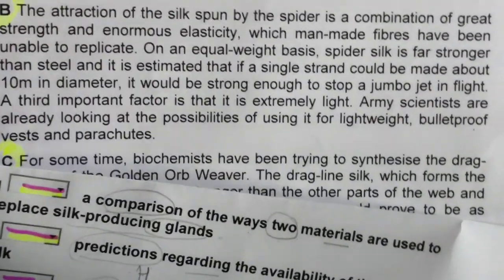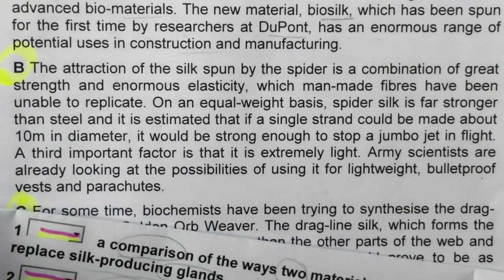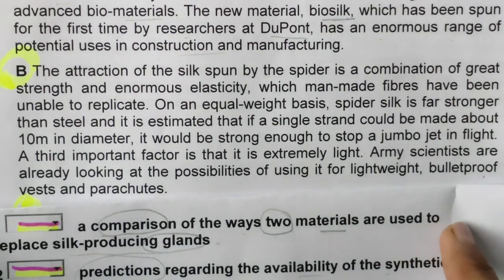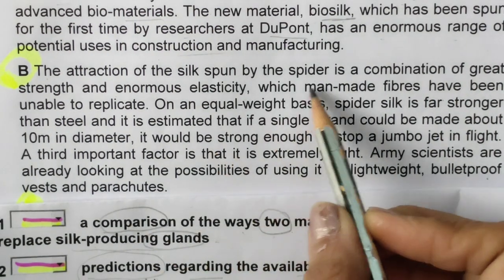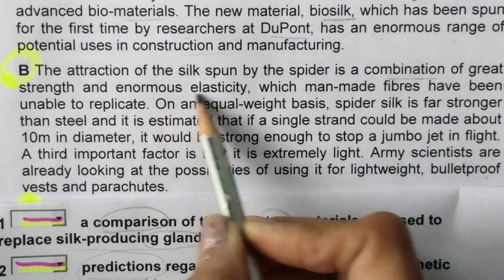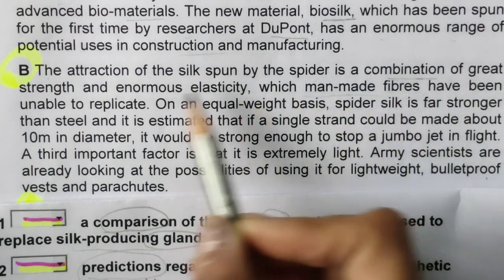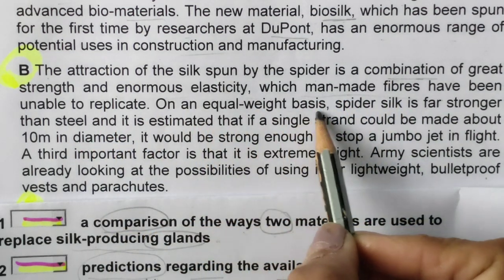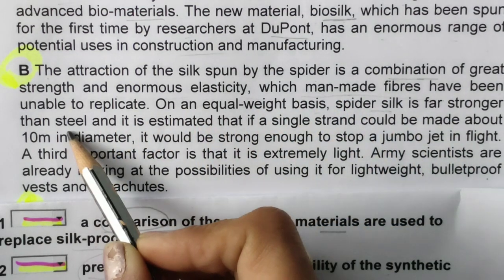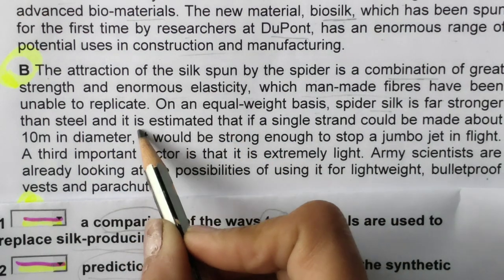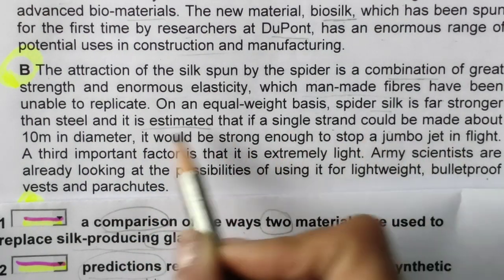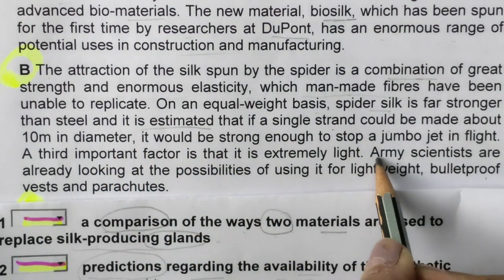Now B paragraph. See this, I am showing you B paragraph. Start reading it. The attraction of the silk spun by spiders is a combination of great strength, which man-made fibers have been unable to match at an equal weight. Spider silk is far stronger than steel. If a single strand could be made, I don't think they are talking about that.